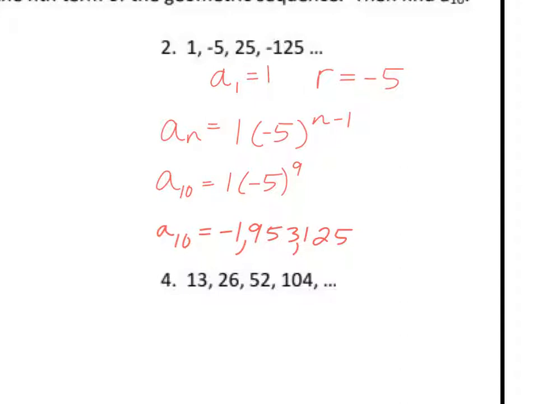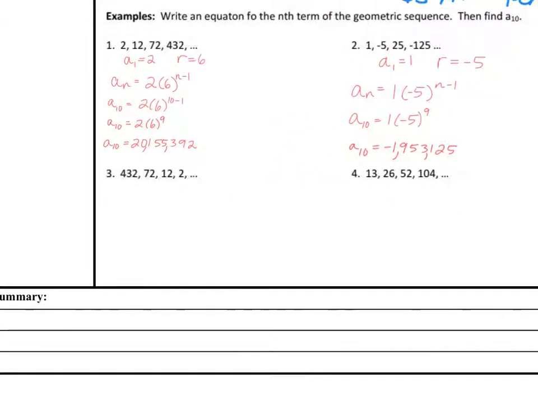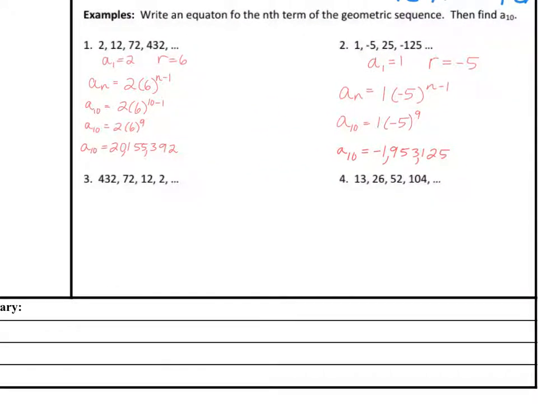You're going to do 3 and 4. You can do those. Be careful, number 3 is dividing, which means that you have to change your common ratio into a fraction. So do 3 and 4. You can work with your partner. I'll put the answers up on the board for those, so you can check your work after you're done. Number 3, you're going to get your answer in scientific notation. You're not wrong.